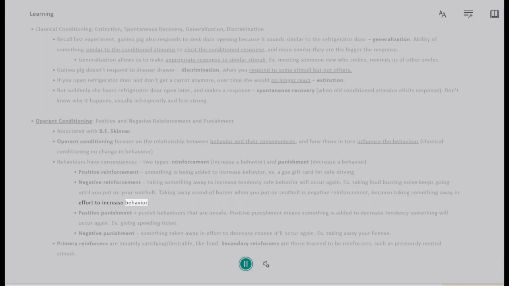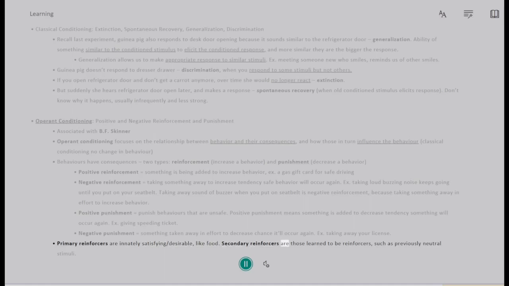Positive punishment is punishing behaviors that are unsafe. It means something is added to decrease the tendency that something will occur again, like giving a speeding ticket. Negative punishment means something is taken away in an effort to decrease the chance it'll occur again, like taking away your license. Primary reinforcers are innately satisfying or desirable, like food.